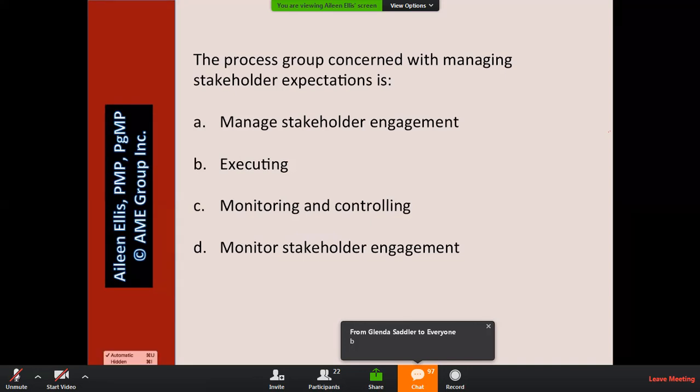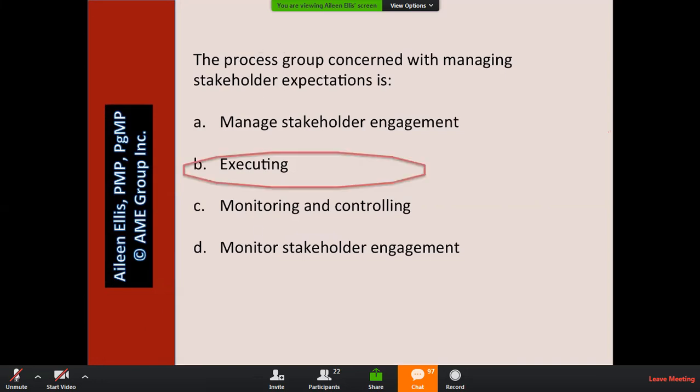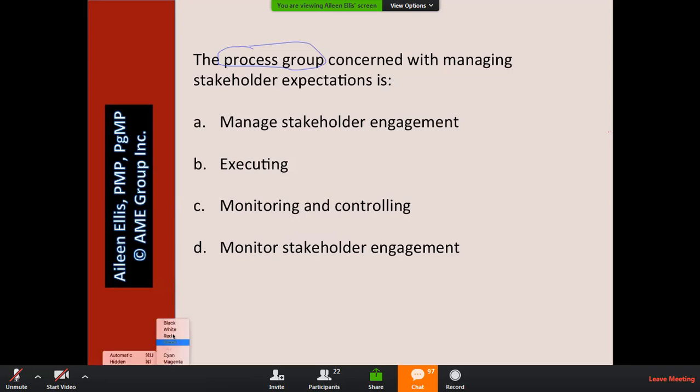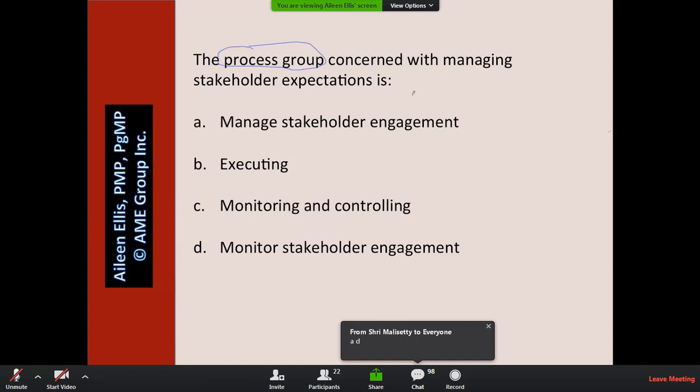So when I look at the question, I see I'm looking for a process group. If I'm looking for a process group, what two answers must be wrong? Everyone agree answer A is not a process group and answer D is not a process group? So the only answers that could be right so far are B and C.